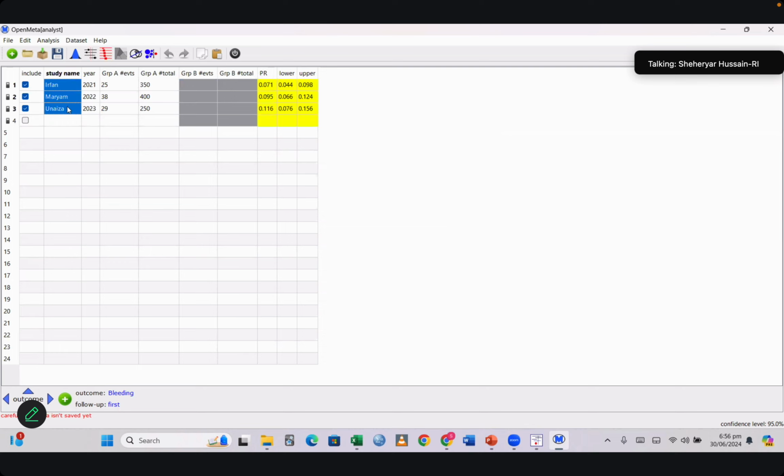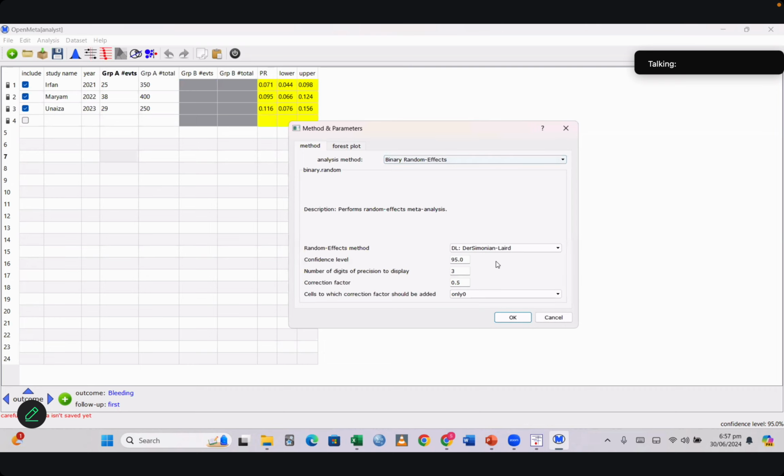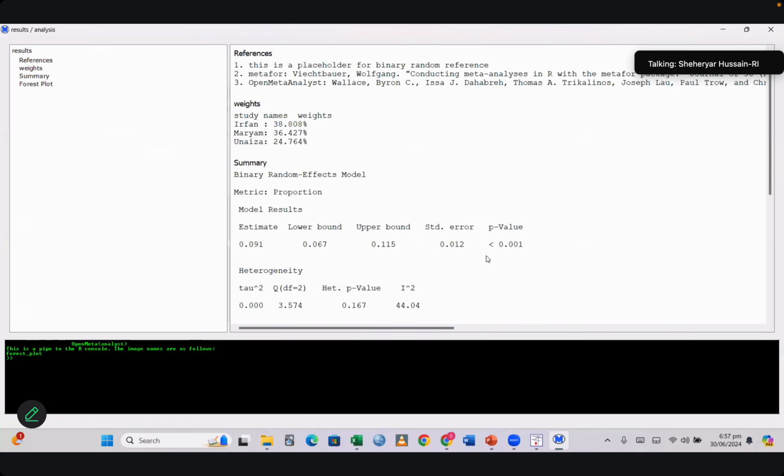These are the three trials conducted in these years. These are the total number of patients who underwent thyroid surgery in each of these trials. This is the total number of events, which means bleeding, in these trials. Bleeding occurred in 25 participants out of 350, 38 out of 400, 29 out of 250. After that, you just click this button beside the red thing, meta-analysis. You click OK, and the forest plot will appear here.